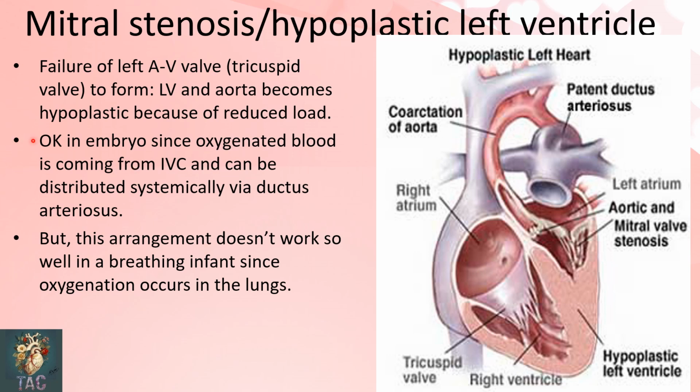The condition will be okay in the embryo as the oxygenated blood is coming from the inferior vena cava and can be distributed systemically via the ductus arteriosus. But this arrangement does not work so well in breathing infants, since oxygenation occurs in the lungs and there is the stenosis, so blood returning from the lung will not be distributed through the aorta to the other parts. So the condition will be severe after birth.